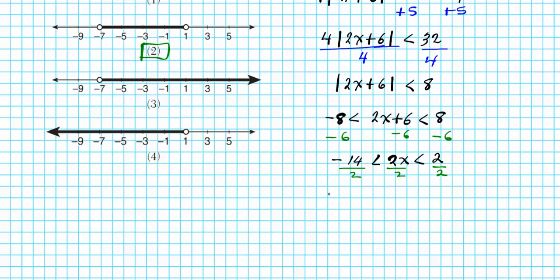Carrying out that division, negative 14 over 2 gives negative 7 is less than 2x divided by 2, which is x, and that's less than 1. So if you want to graph this inequality, it's the set of all numbers between negative 7 and 1. If I want to graph it for you, just put negative 7 here, put the 1 here, with open circles, and x is bounded in between that region. As you can see, our guess was actually correct. The answer is option number 2.